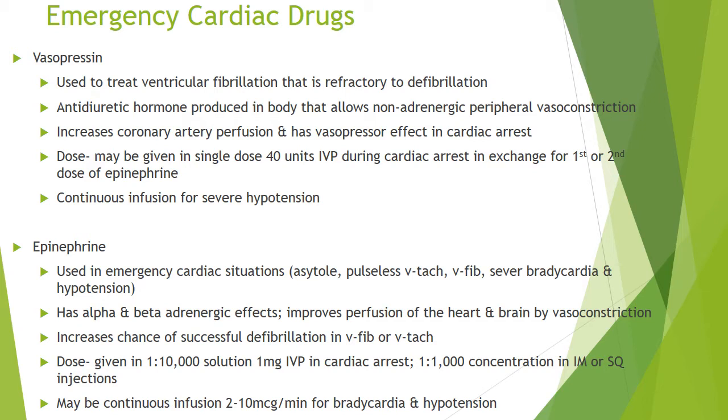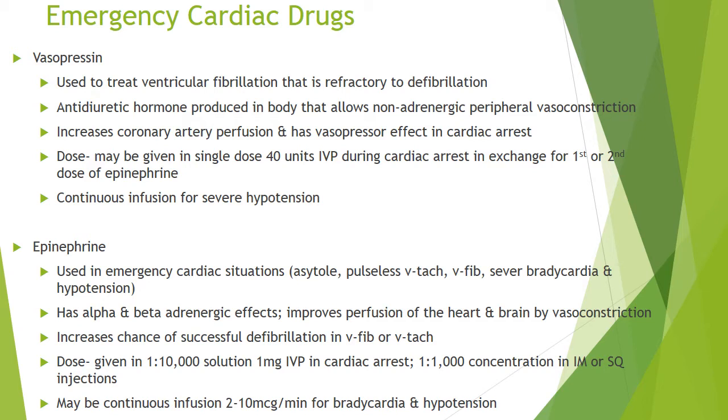It is an antidiuretic hormone produced in the body, and it has a non-adrenergic peripheral vasoconstrictive effect. It increases coronary artery perfusion, and it has a vasopressor effect that is helpful in patients in cardiac arrest. It's a single dose. We give 40 units IV push during cardiac arrest, and it has to be in exchange for the first or second dose of epi. For patients that are experiencing severe hypotension, it may be ordered as a continuous IV infusion.